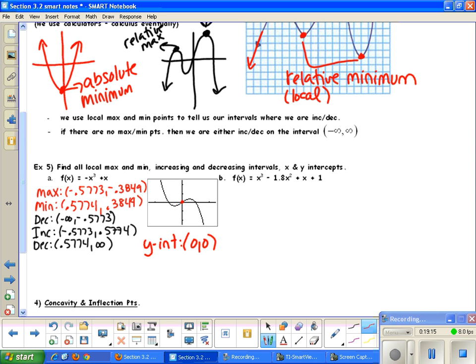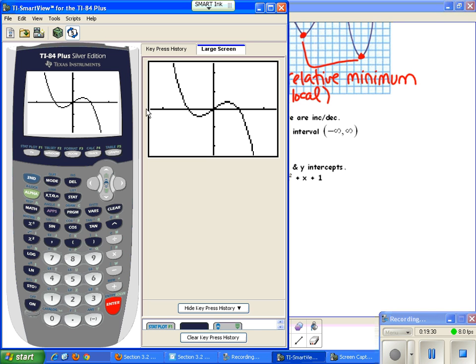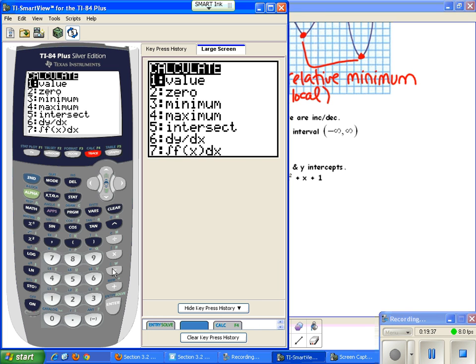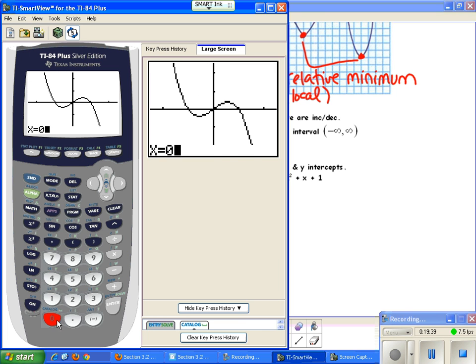Now I also need to find the x-intercept, and for the x-intercept, notice I have 3 different values. I have an x-intercept here, here, and here, so I'm going to use my graphing calculator to help me find the x-intercepts. On my graphing calculator, I can also find my y-intercept by doing second trace and value. If I put in a value of 0 for x, notice that you get a y value of 0, so we know that's one of our x-intercepts as well.